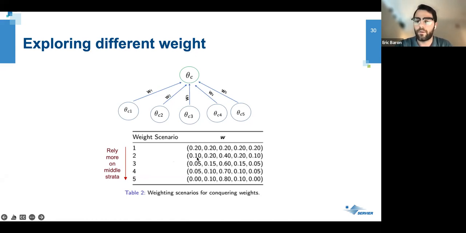For example, in our second weight, we do 0.1, 0.2, 0.4, 0.2, 0.1. And as we go from weight one to weight five, we're putting more and more weight on the middle stratum, in this case the third stratum. We have weight 4: 0.05, 0.1, 0.7, 0.1, 0.05. So to recap, weight one is the original approach, and then from one to five, we're putting more weight on the middle stratum.